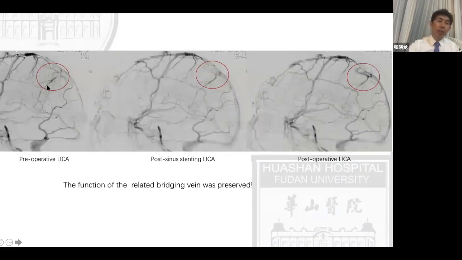This is the preoperative, the brain-driven vein is here. Almost no function. After sinus stenting, it recovered a little bit. And after occluding the fistula, this brain-driven vein function was totally recovered. So the related brain-driven vein function was preserved.